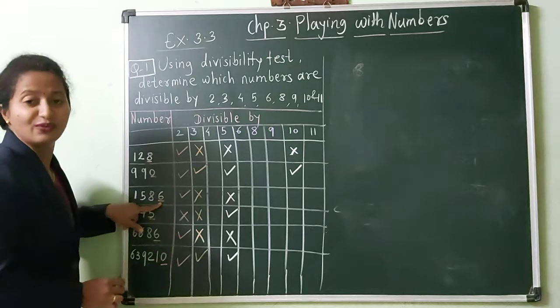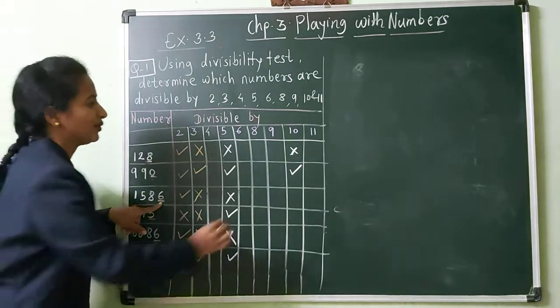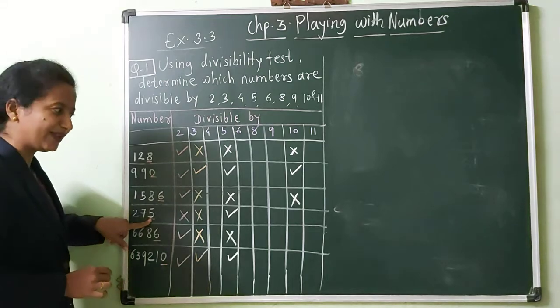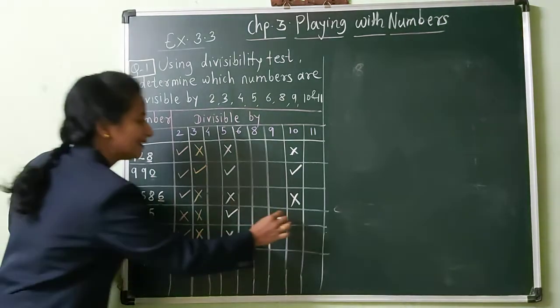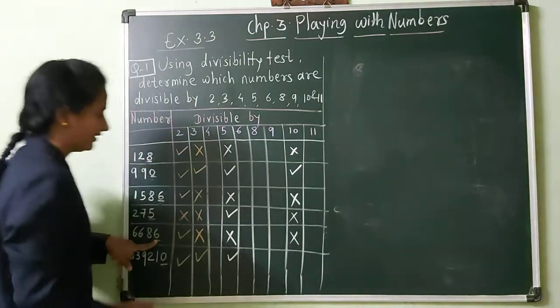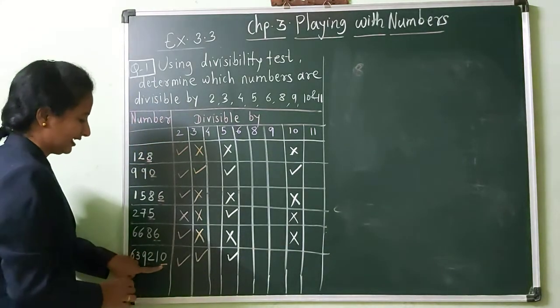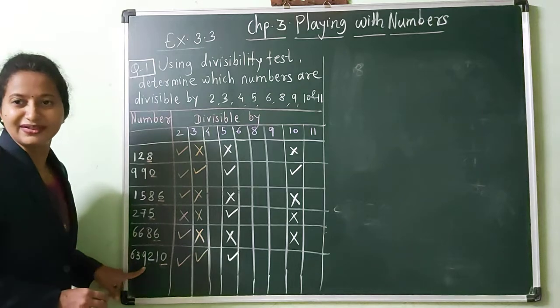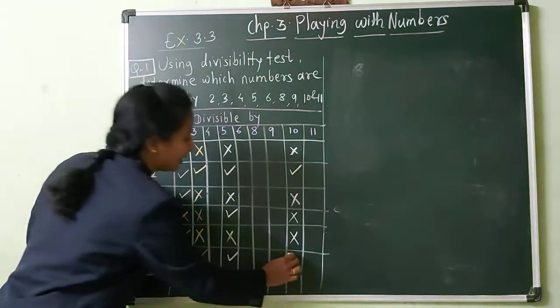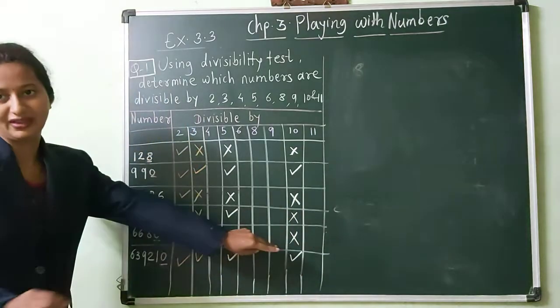In the next sum, the ones place digit is 6. So the number is not divisible by 10. Here the ones place digit is 5, not 0. So this number is also not divisible by 10. Here 6. So this number is also not divisible by 10. And in the last sum, 6,39,210. Ones place digit is 0. So this number is divisible by 10.